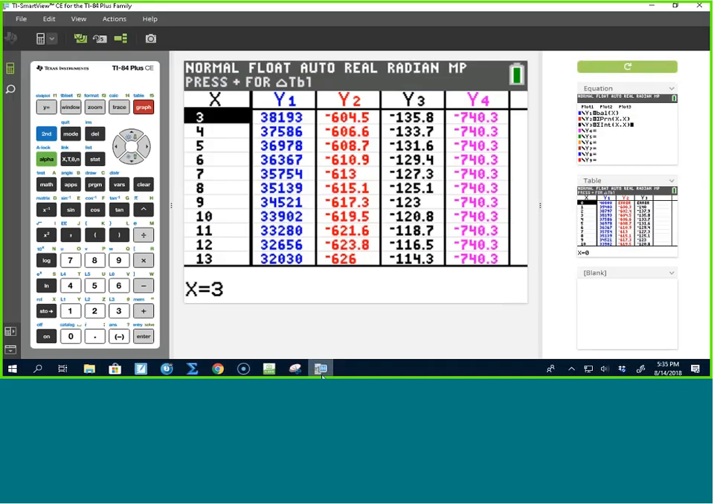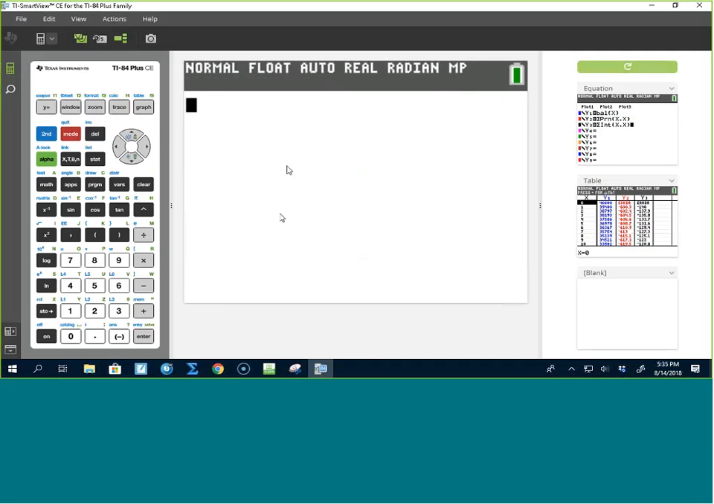So we're back here to our TI-84, and same scenario. We haven't really changed anything over here. We did look at the table, but what I really want to do is go back to the home screen. So I pressed second quit, and just like on the TI-Nspire, I don't have a notes page, but I have a way to do those same calculations.